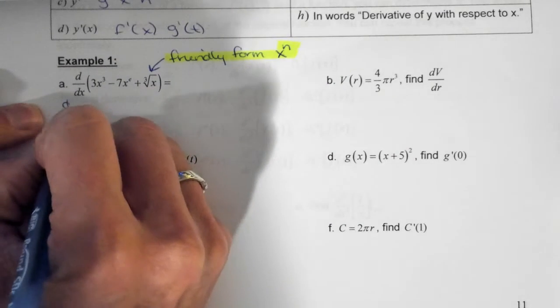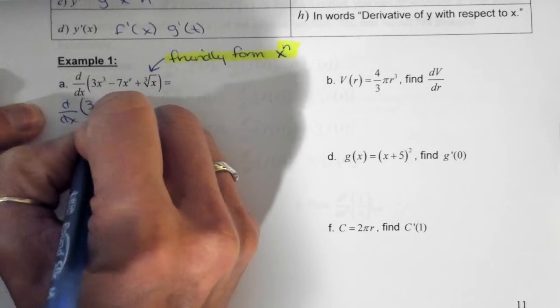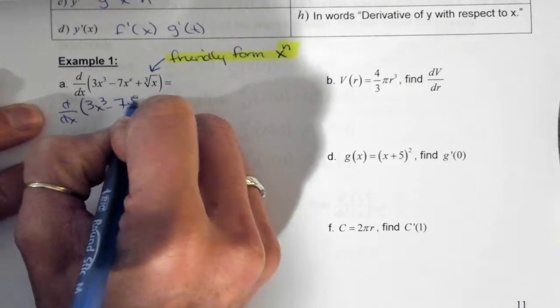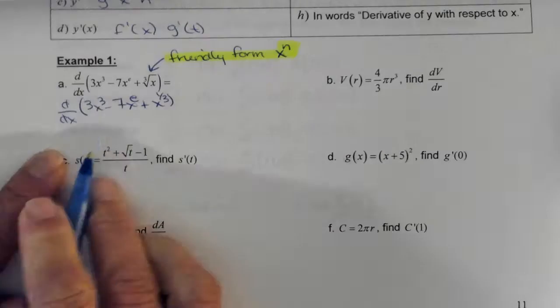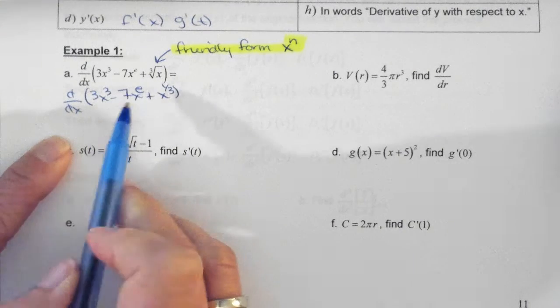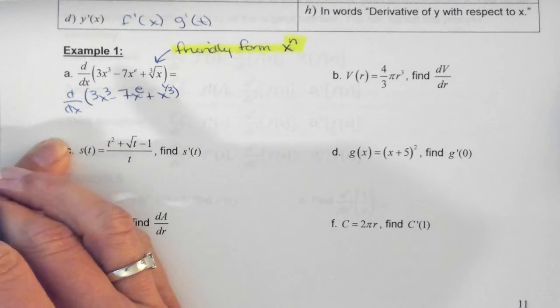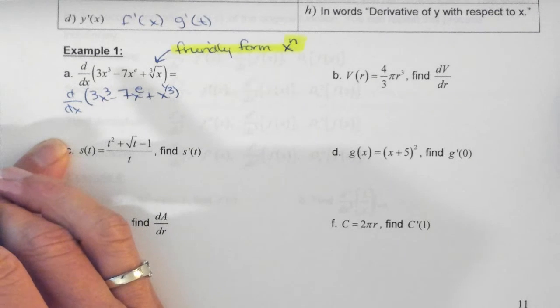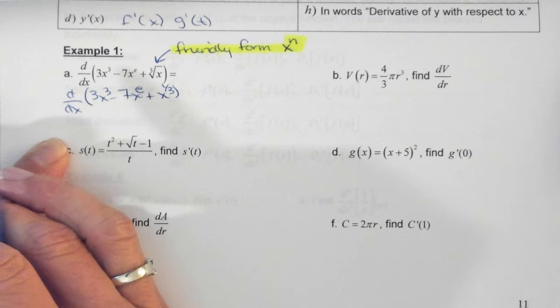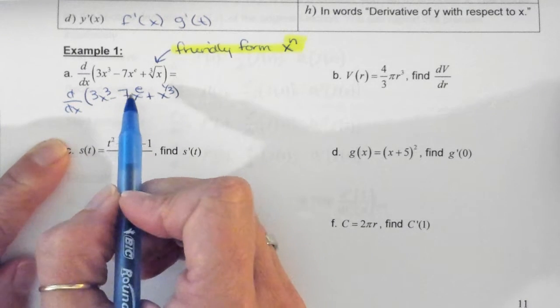So I'm just going to rewrite this. So this is d/dx of 3x cubed minus 7x to the e plus x to the 1/3 power. So I haven't taken the derivative yet. I have to do it now. Quick question. e, is it a variable or a number? It's a number, right? We're just using a symbol to represent the irrational value of e, which is 2.7 blah, blah, blah, right? Just like we would use pi. Okay, so just kind of keep that in mind.